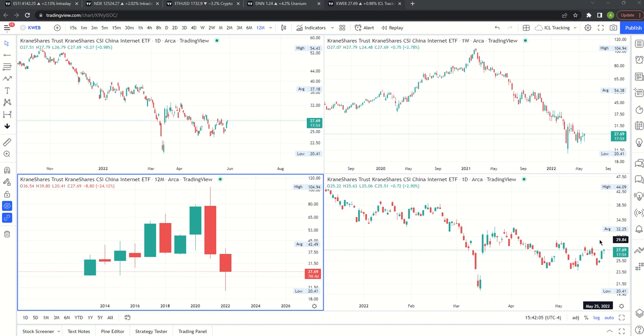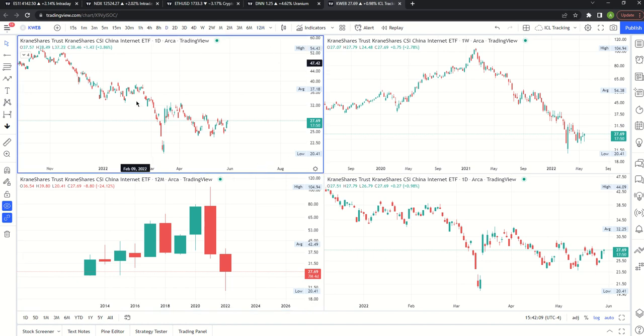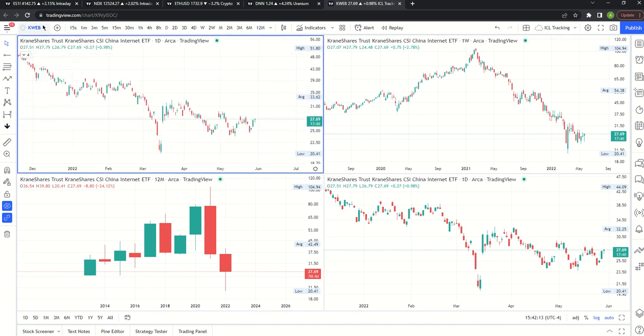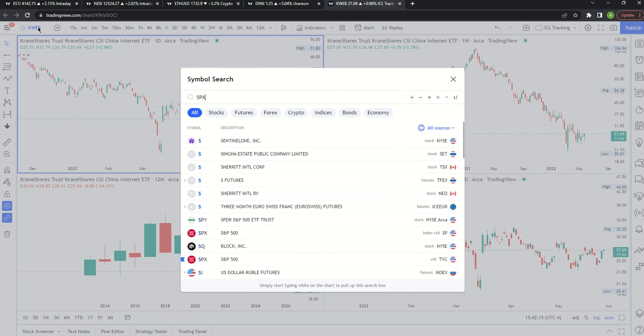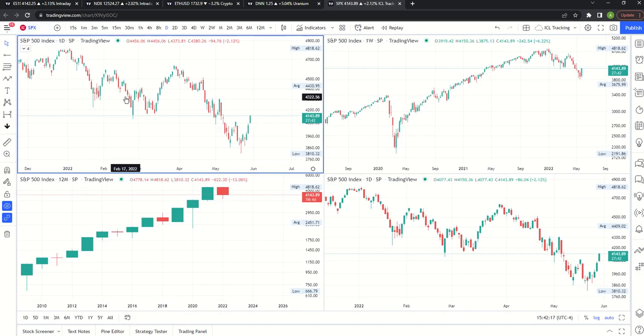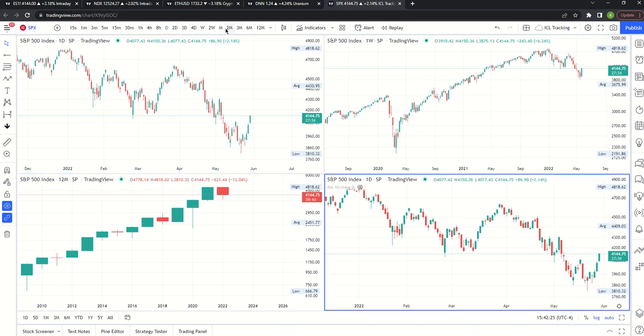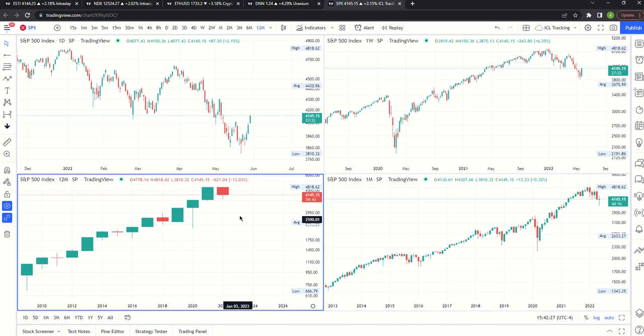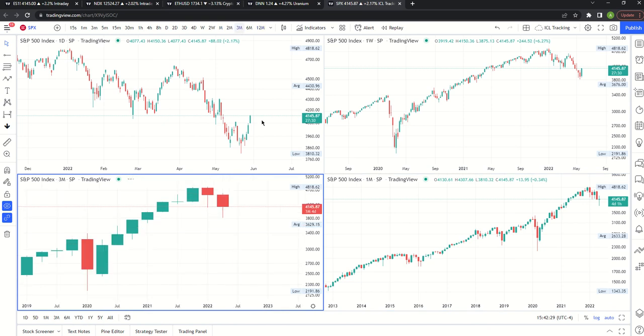The way this chart is set up, the upper left-hand corner here is a daily chart, and I'll change this to SPX. So this is your daily chart. This is a weekly chart. This is a monthly chart. Well, that's a daily chart now, but I'm going to change it to a monthly chart. And we'll change this to a quarterly chart.